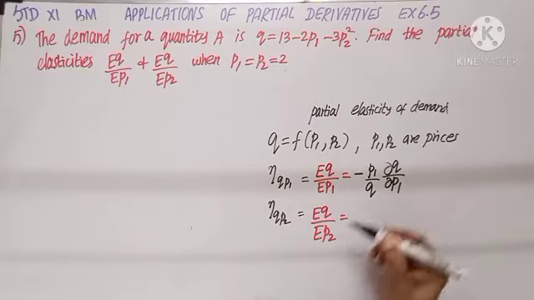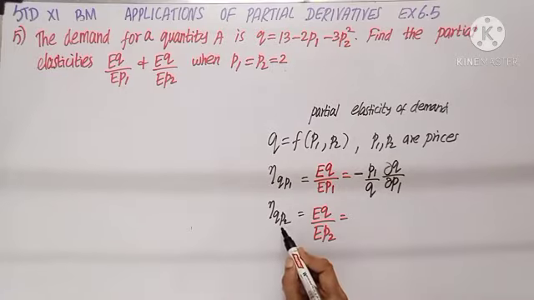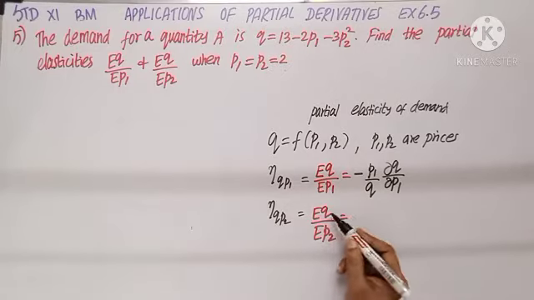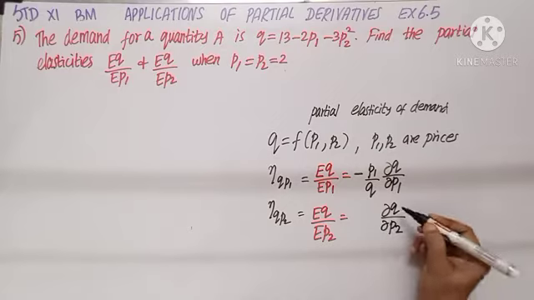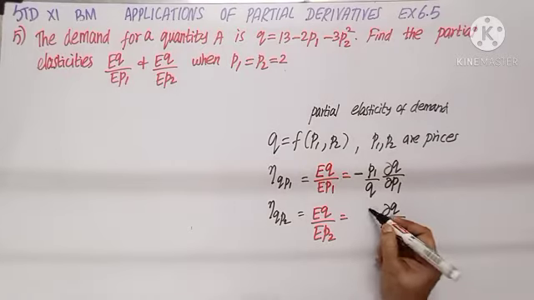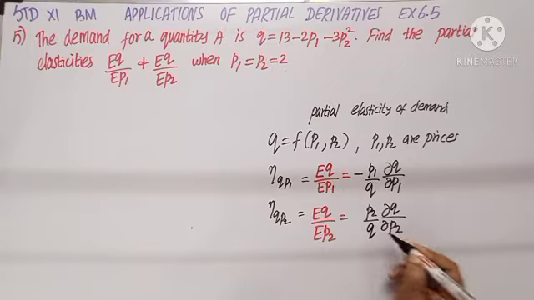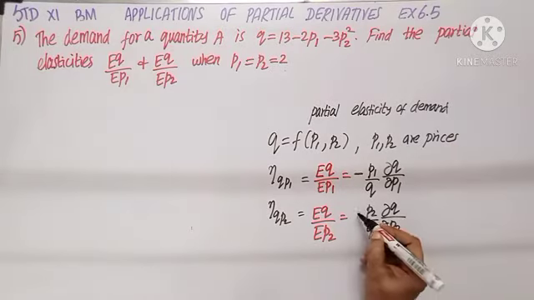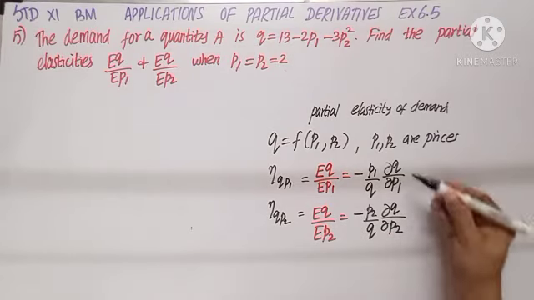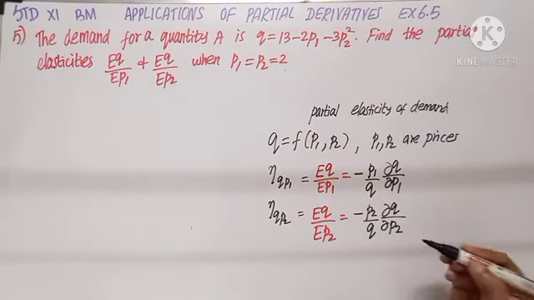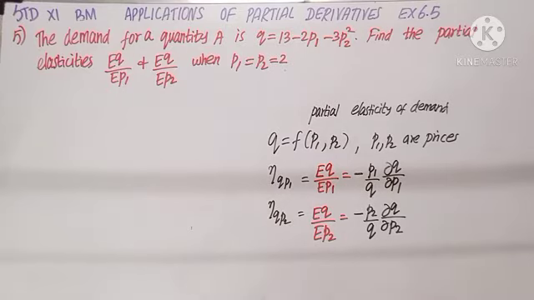The same idea here. When it is with respect to price P2, I denote it eta QP2 or EQ by EP2. How should I write it now? Dou Q by dou P2, Q by P2. So reciprocate P2 by Q. And elasticity of demand naturally claims us to put negative symbol. So these are the two important formulas based on which we have the 5-mark problem.